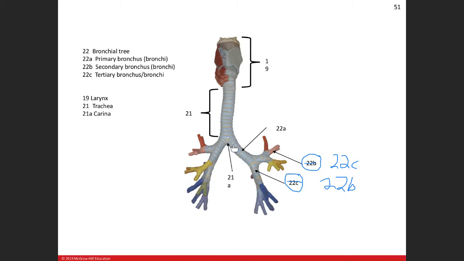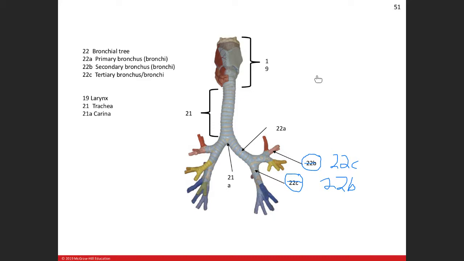All right, and again, keep in mind that the carina is an internal structure at the bifurcation of the trachea. So there's the trachea with the C-shaped cartilage rings here, and then the larynx is up here. That's the thyroid cartilage, the cricoid cartilage right there. What bone is that right there? Hyoid bone. Yep.